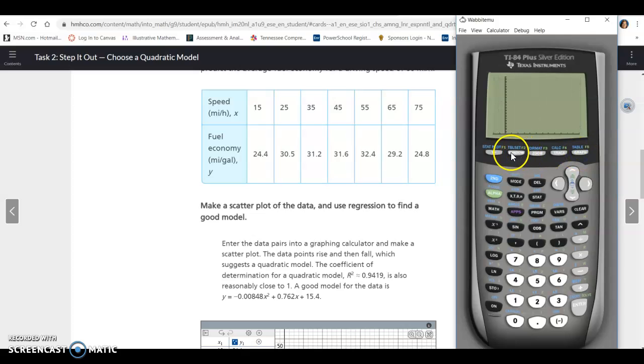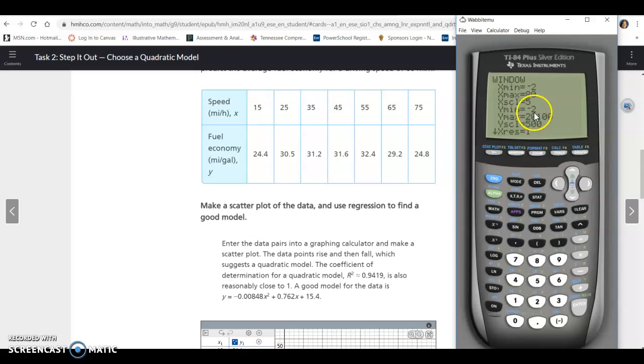If I hit graph, I'm not going to see anything, because I need to change my window to fit this data. For my x's, I still don't need negative, so -2 is fine. But I do need to go up past 75, so let's go up to about 80. This time let's use a scale of 5. That should be pretty good. And then let's change our y minimum. We don't have any negatives, so we'll start at -2.